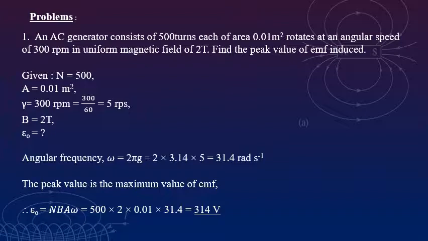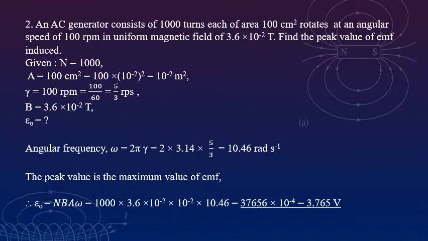To calculate angular frequency, omega is equal to 2 pi nu. Hence, substituting, we get angular frequency as 31.4 radian per second. The maximum value of EMF is the peak value of EMF. Hence, epsilon naught is equal to NBA omega. Substituting for N, B, A and omega, the value of EMF epsilon naught is equal to 314 volts.